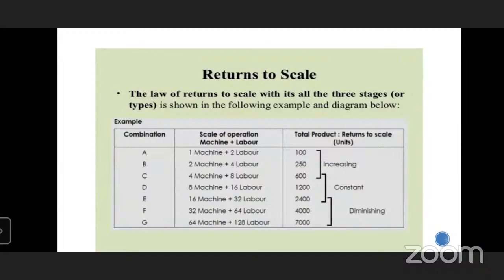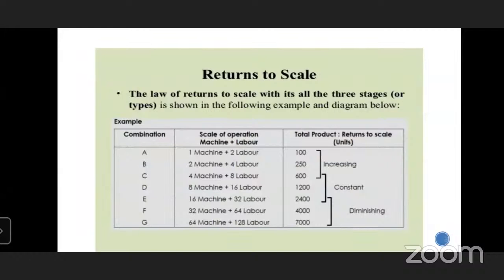Then we can see the increase is 600, 600. Because 600 to 1200, and then 1200 to 2400. Okay. So then what we see, the increase is decreasing. That is, the amount is going on decreasing. So this is what we call increasing returns to scale and decreasing returns to scale.